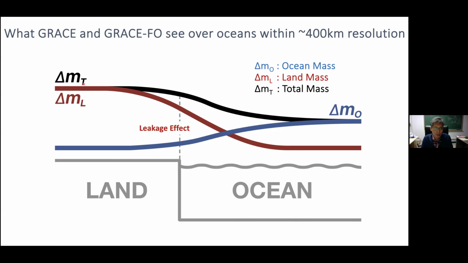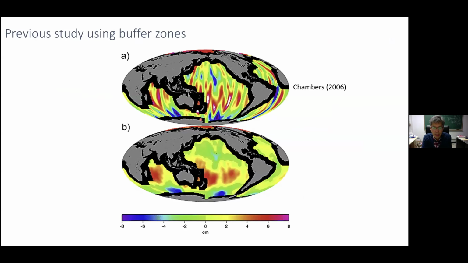What GRACE measures, shown here as m_T, is the combination of ocean mass change and land mass change. So when you try to look at ocean mass change from GRACE data, we actually have both ocean mass change and land mass change over ocean. This is because, due to the low spatial resolution of GRACE data, land mass change is spreading out to the ocean region. We call this the leakage effect. So to understand ocean mass change, we have to be very careful to correct this leakage effect over ocean from land. Previously, a very simple and straightforward method was used.